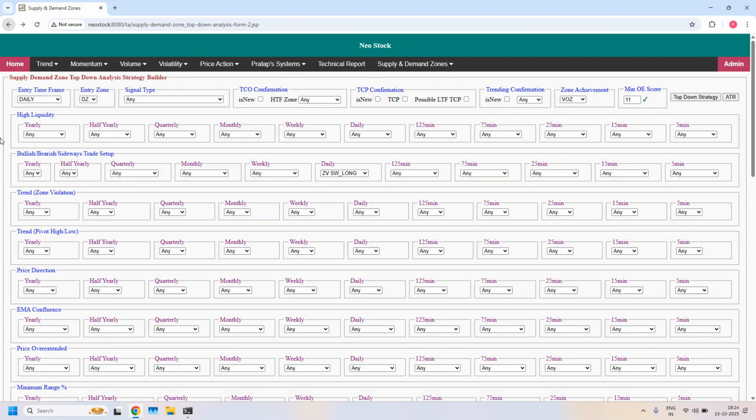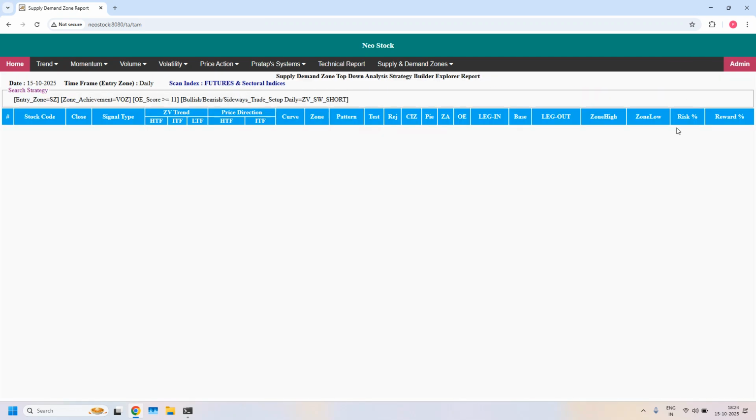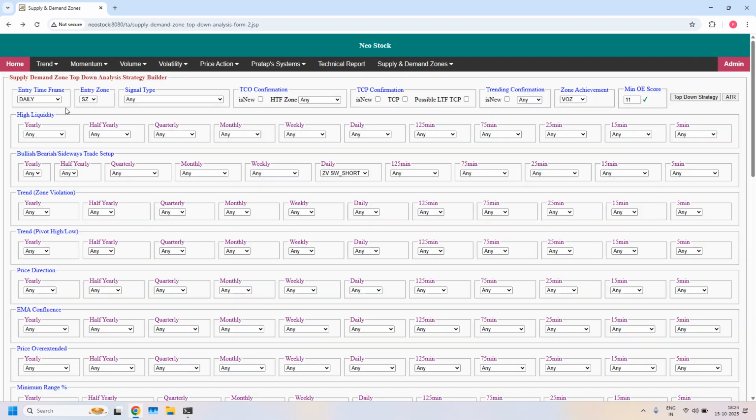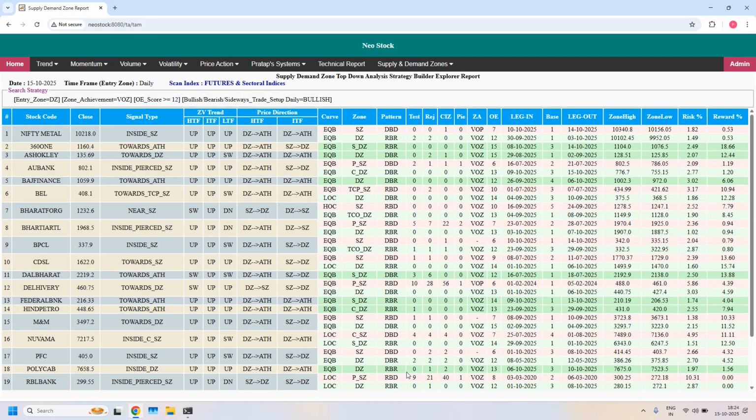Okay, next, sideways short trade setup changes our daily supply zone and sideways short. Let's filter. No stocks are available. Next, bullish trade setup for monthly income trade. Entry time frame zone is daily demand zone. Here bullish and minimum odd enhanced score should be 12 for bullish or bearish. Let's filter. First 19 stocks in the list supporting bullish trade setup for monthly income trade.